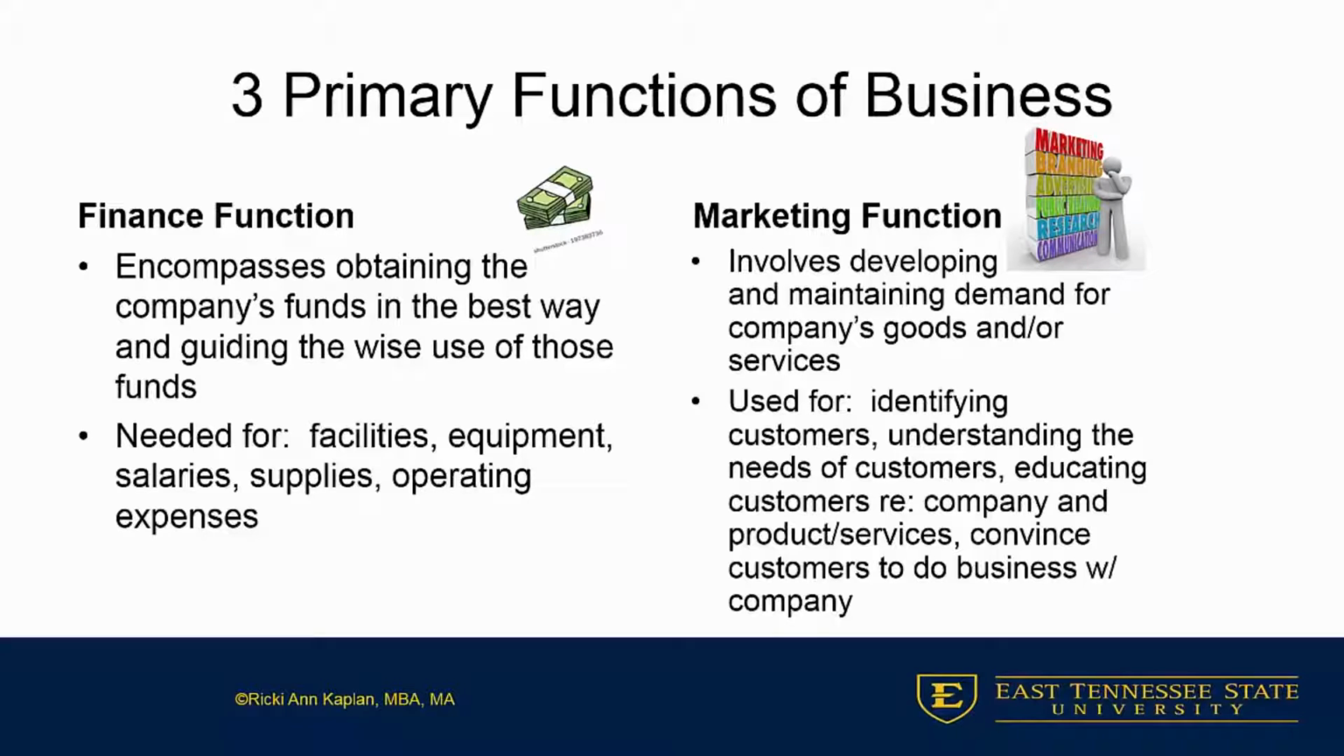So we need it for facilities, our buildings, the equipment, things that are in the building, salaries to pay people because not everybody volunteers, supplies that we might need, operating expenses for lights, for electricity, for heat, for air conditioning, to run the machines. All of these things are in there actually for buying your raw materials for that.